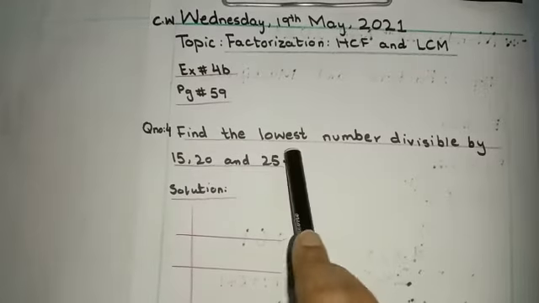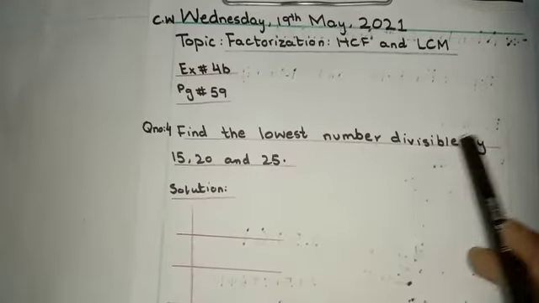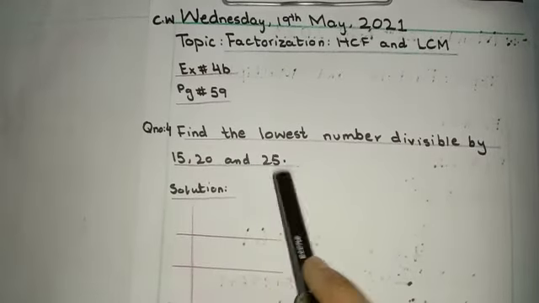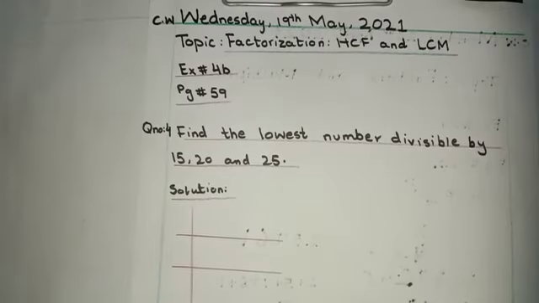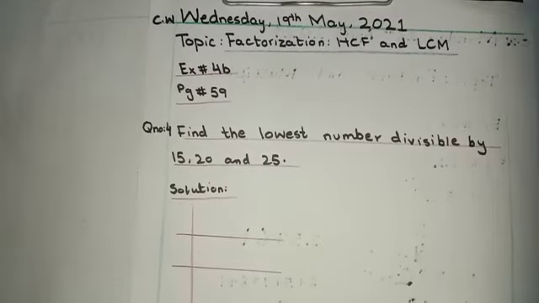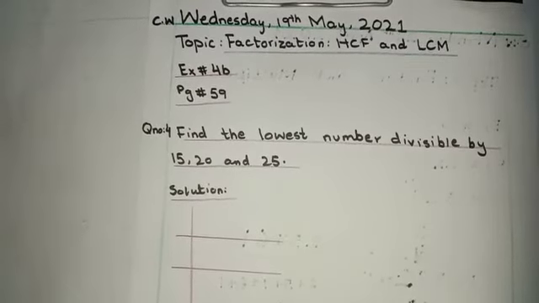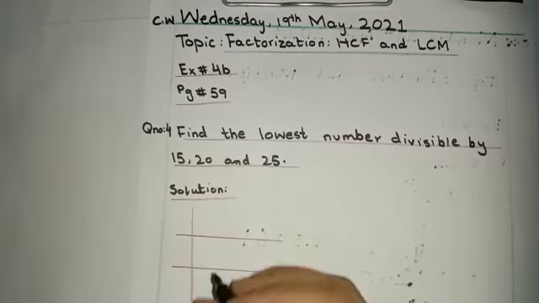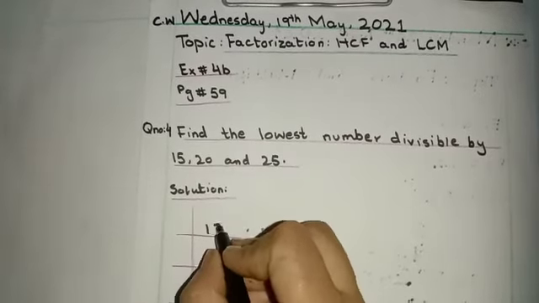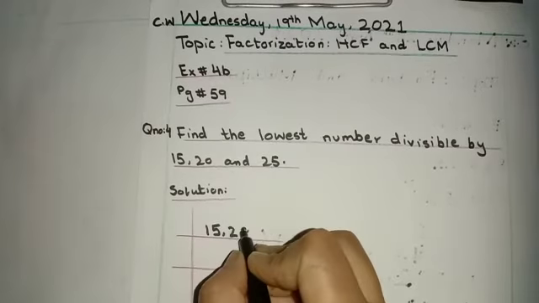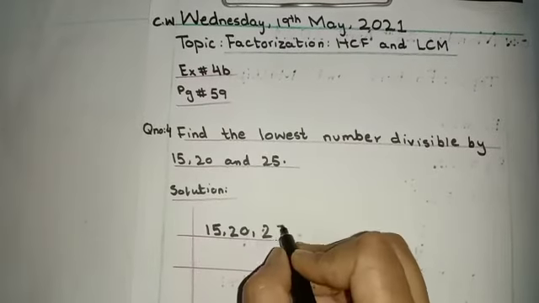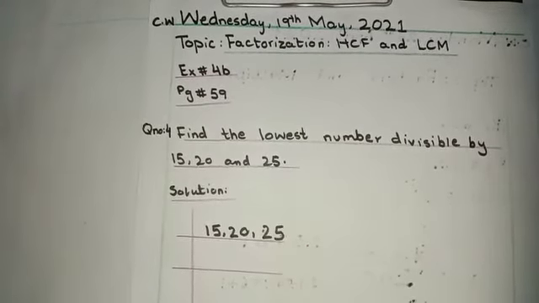Find the lowest number divisible by 15, 20 and 25. It means they want to know the lowest number which divides all three numbers. So, in other words, they want to know the least common multiple of the given numbers. To find the lowest number, we have to find the LCM. We will use the factorization method to find the LCM.